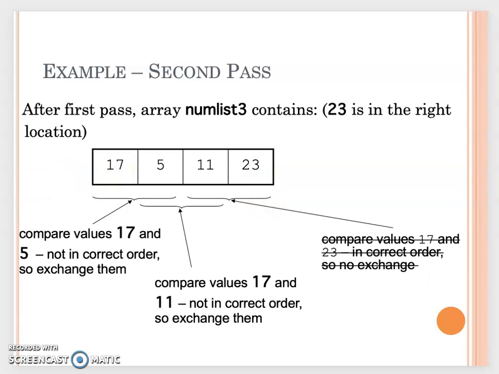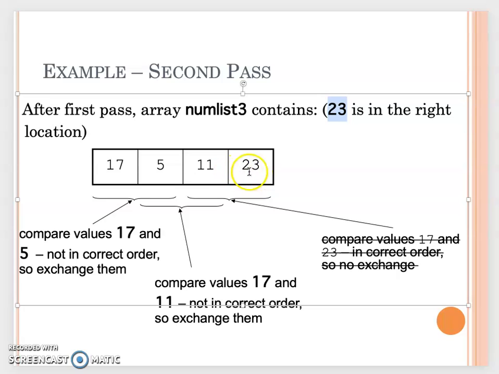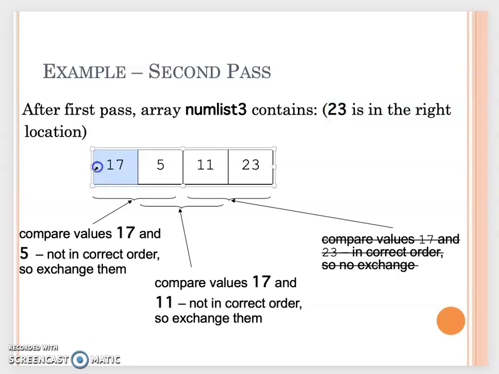We still start from 17. But from our earlier iteration, remember 23 is in the right location. So here we still start from the first two elements. Now you see 17 and 5. Are they in the right order? No, because 17 is greater than 5, so we swap. After you swap, 17 is here. Then we compare 17 and 11. Again, 17 should be here, so we swap.